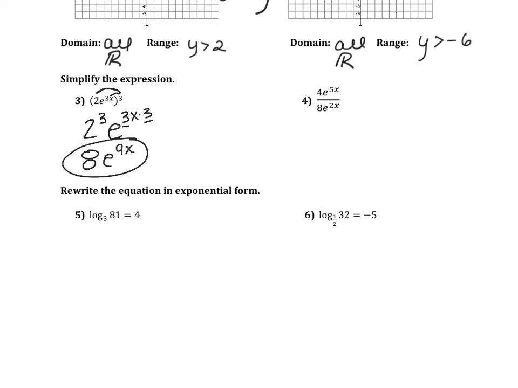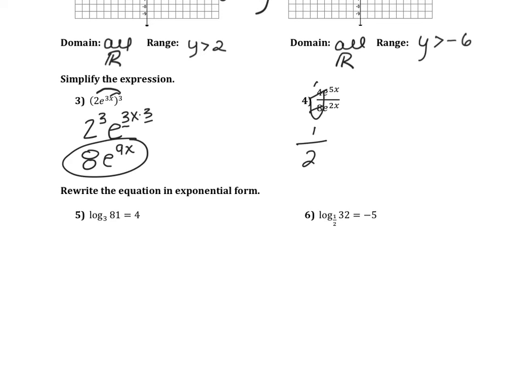All right, number 4. Number 4, you want to first look at your numbers out front. 4 over 8, what does that reduce to? What fraction? Or you could tell me it in the decimal form too. 0.5. Okay, so it's 0.5. 0.5 as a fraction is what? 1/2. Okay, so this is 1/2. We reduce the 4 over 8 to 1/2. Now, you have your e to the 5x over e to the 2x.